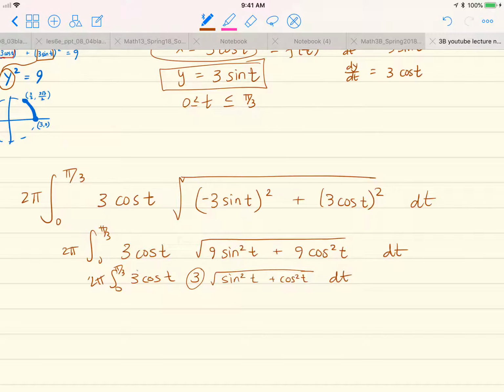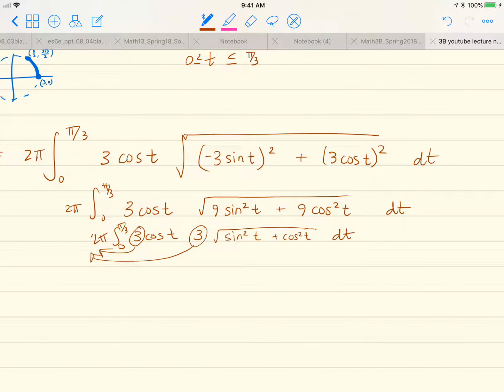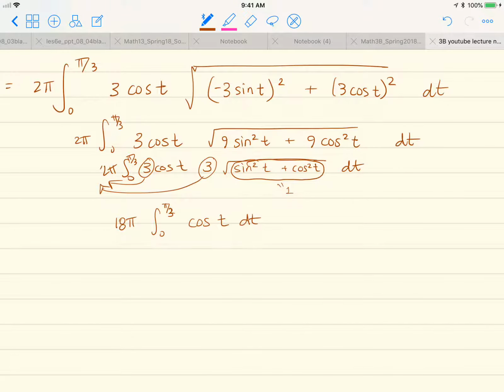And so now this 3 and this 3 can come outside. We can factor those terms out because they're just constants. So that'll be 18 pi times the integral from 0 to pi over 3 of cosine t dt, because remember, sine squared t plus cosine squared t is the same thing as 1. That's our Pythagorean identity. Now, what is the integral of cosine t? An antiderivative will be sine t. So we need sine t evaluated at 0 and pi over 3.